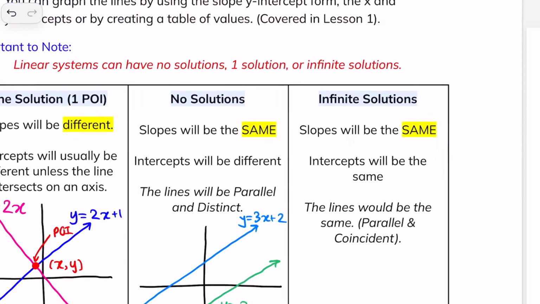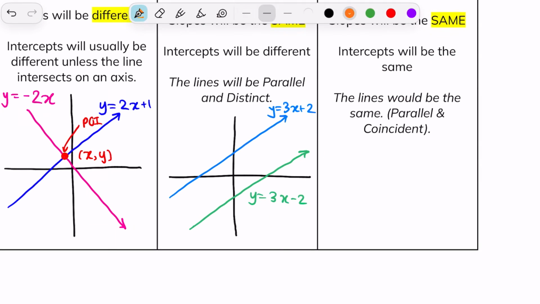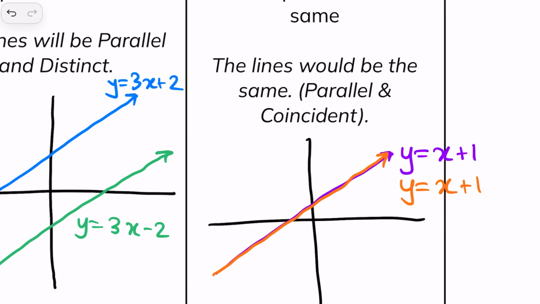Now the third case is when you have infinite solutions. So when does this happen? This happens typically when the slopes are the same and your intercepts are also going to be the same. So for example, I can give you the line, let's say, y is equal to x plus 1. And then I can also give you a second line, which I will also call y is equal to x plus 1.